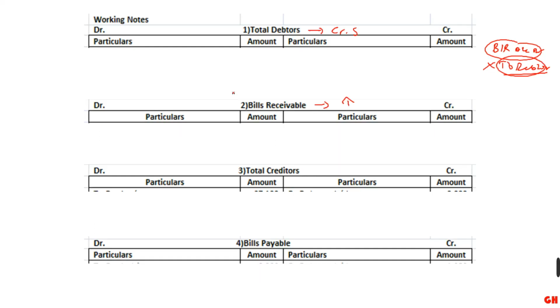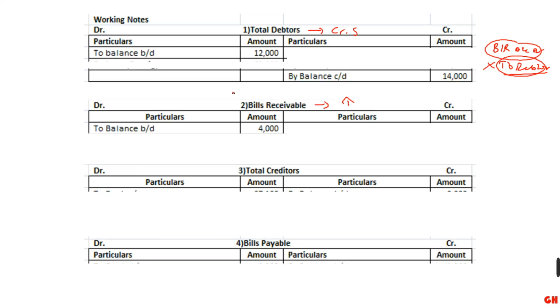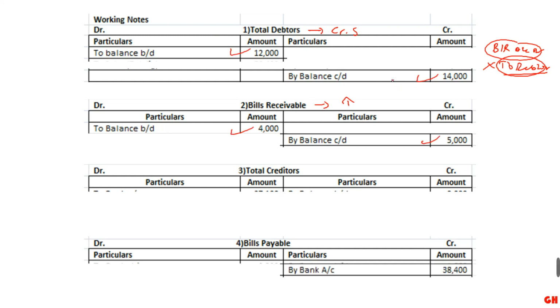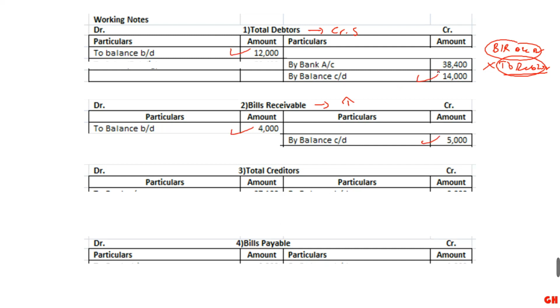So first we will transfer all the opening balances to balance brought down. Opening, this is closing balance, then opening balance of bills receivable, closing balance of bills receivable. Okay, opening, closing, this we have taken from the additional information given. Then now he has realized 38,400.